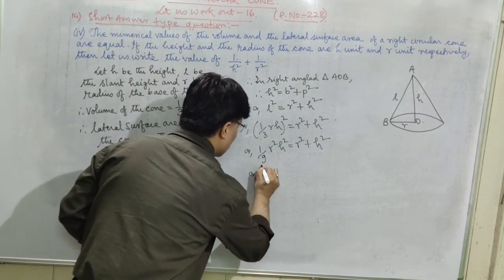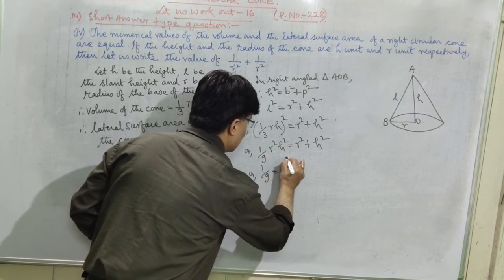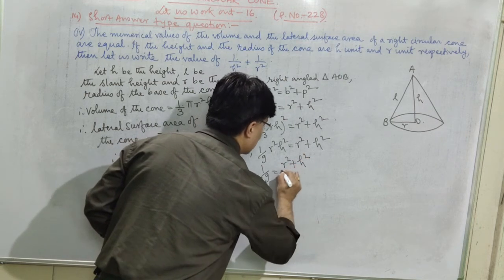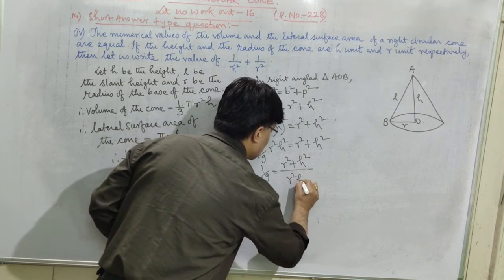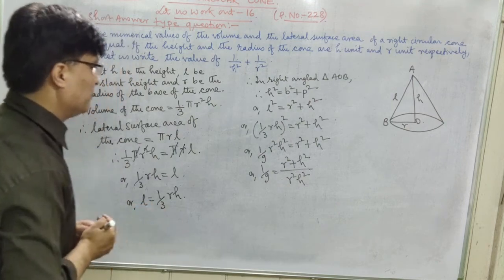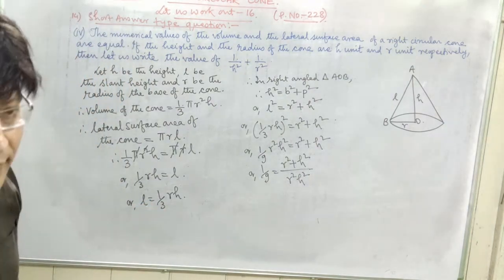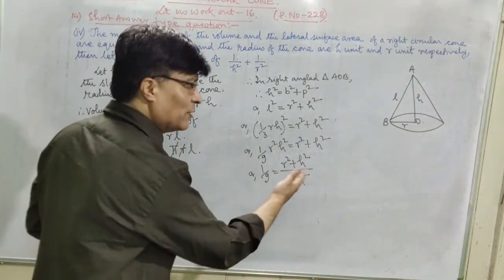Okay. So it is 1/9 is equal to (r square plus h square) divided by r square h square. So I think you have understood it. Okay. So now let us simplify the right hand side.